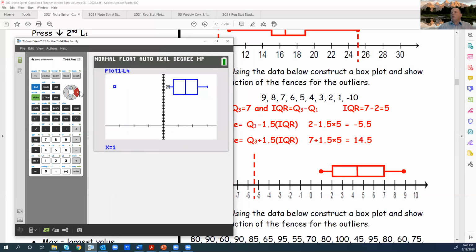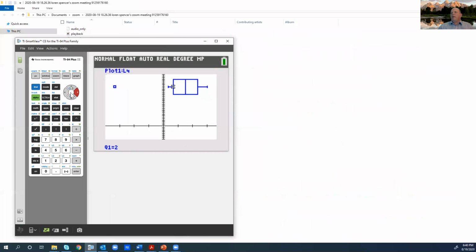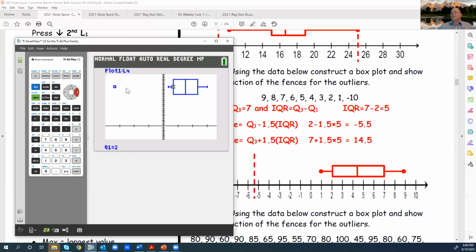Then we have X1, well, that value is at 1. Q1 happens to be at 2. The median is at 4.5. Q3 is at 7, or the third quartile. And my maximum value is 9.